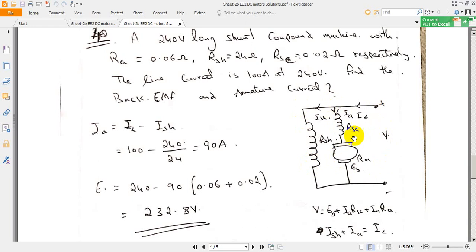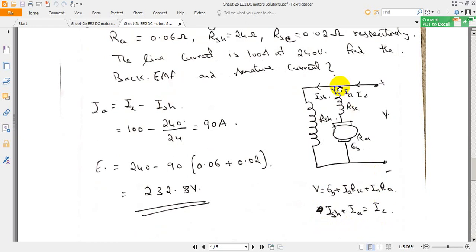Now if you apply Kirchhoff's voltage law in this, we will get V is equal to EB plus IARA plus IARSC. Now if you apply Kirchhoff's current law here, IL is equal to IA plus ISH.